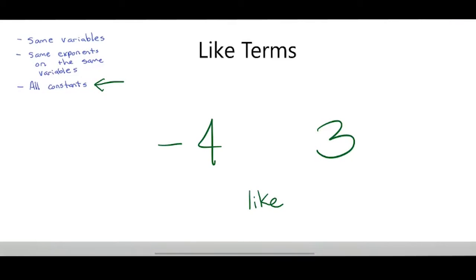Another way to think about this is if you have numbers with no variables, then they're like terms. And that's how you determine whether terms are like terms or unlike terms.